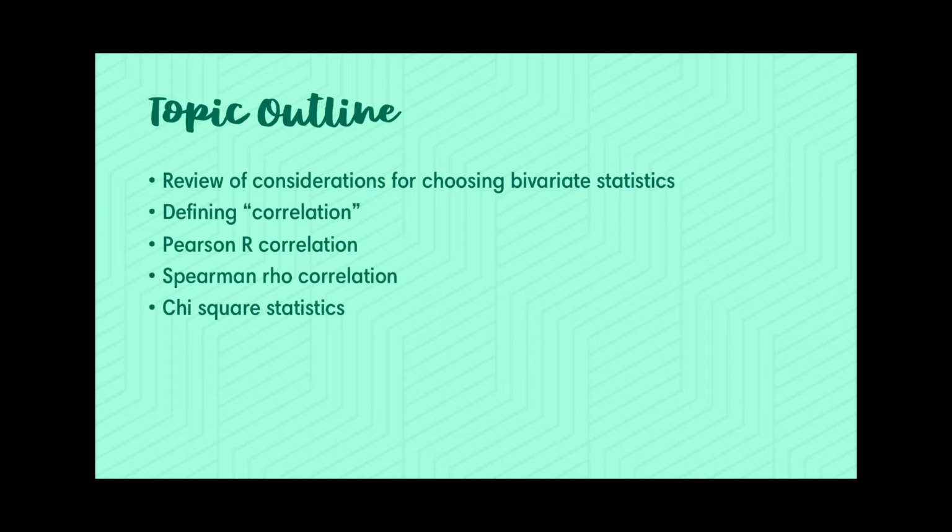reviewing the different considerations for choosing bivariate statistics, just to differentiate this with the discussions we had on tests for difference. And then we'll be defining what correlation means, basically how it's commonly understood when we talk about it in the context of social research. And then we'll talk about Pearson R correlation and Spearman correlation. What are the values that we have to look out for and how do we interpret them? And then we'll also be talking a little bit about chi-square statistics.